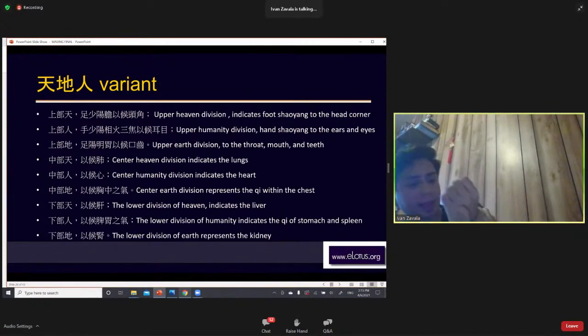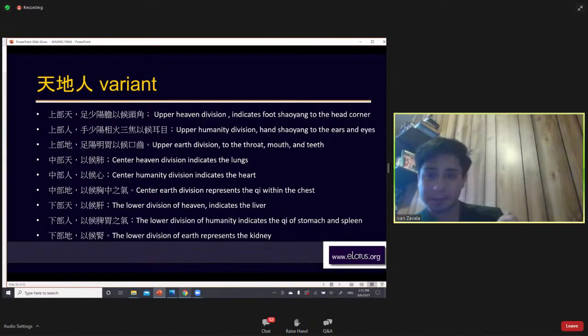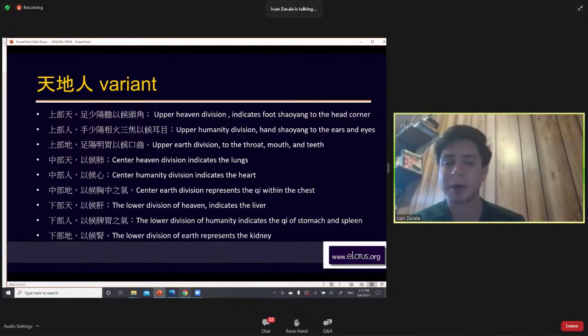So that's basically the lateral aspect. Upper humanity division, it's Hand Xiaoyang, to the ears and eyes. The upper... so that idea, I don't necessarily want to go through all these because I'm not necessarily going to teach this, but this is just a historical model of different ways to conceptualize this variant and how people have interpreted, right?